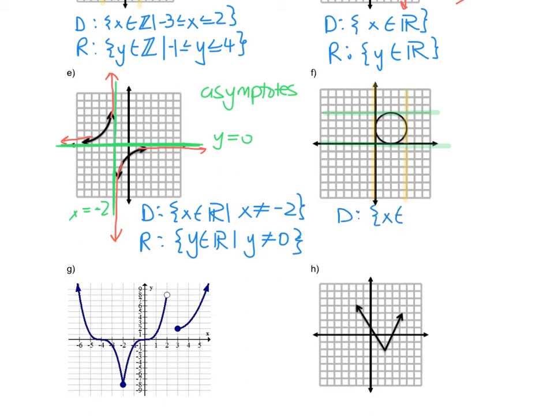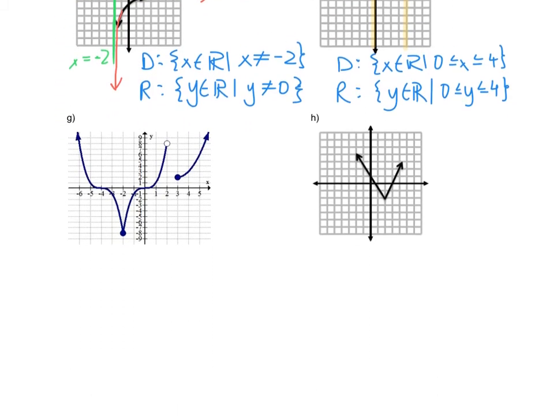So x can be any real number because that curve is continuous, except x has to be greater than or equal to 0, but less than or equal to 4. And exact same thing for the range. y is an element of all real numbers such that y is greater than or equal to 0, but less than or equal to 4. All right, let's try another example.